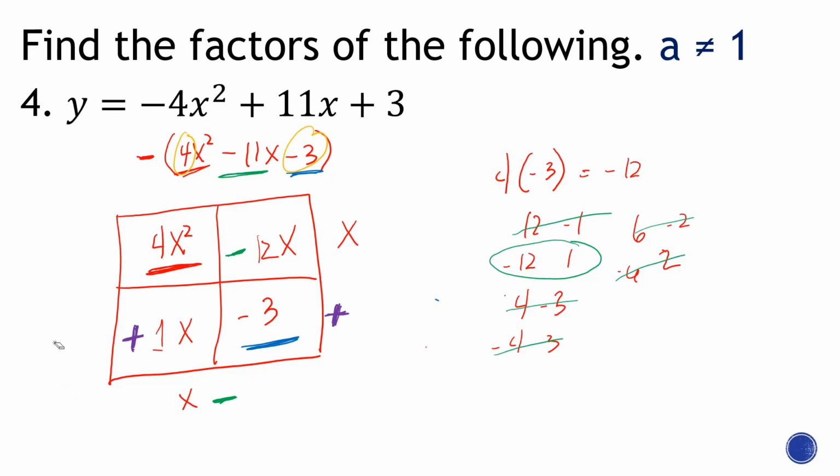Okay. Next is find the GCF of each pair vertically and horizontally. 4 and 1. It's just 1. 12 and 3. It's 3. 4 and 12. It's 4. 1 and 3. It's 1. There you go. That's the answer. Again, do not forget that negative sign I factored out. So I will put the negative sign here. So negative x minus 3 times 4x plus 1.